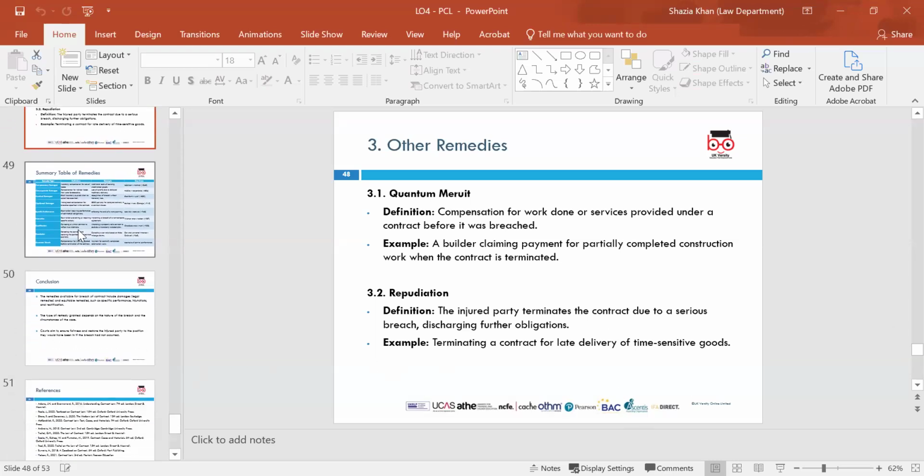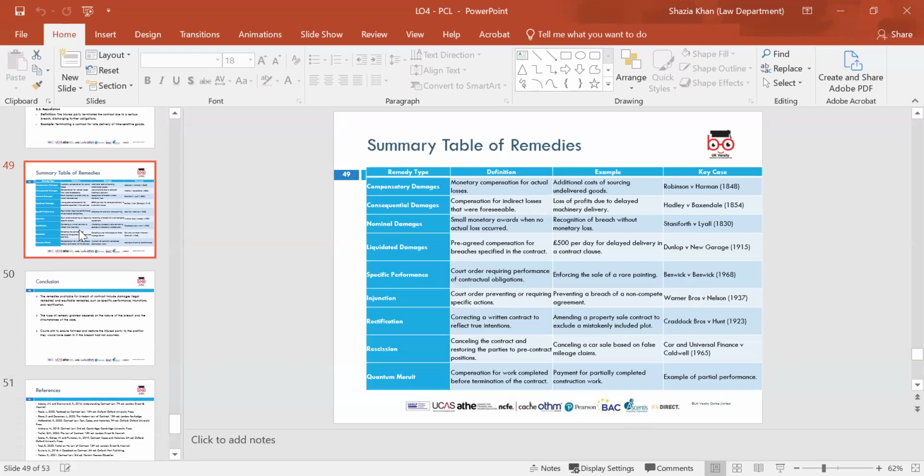So the summary table in regards to this, we looked at the different types of damages, so compensatory, consequential damages, nominal damages, liquidated damages, and specific performance, injunction, rectification, rescission, and quantum meruit. We looked at this table. The summary table looks at the definition, the example, and the key cases that identify this. So you could look at that key table in your own time as well.